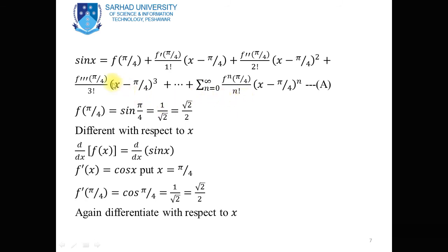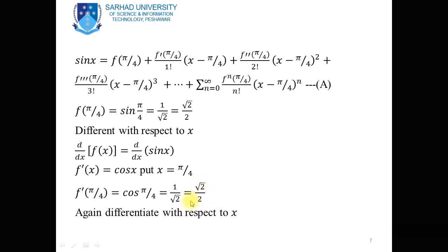So first of all, putting x equal to pi by 4 in the given function, f of pi by 4 is equal to sin pi by 4, and sin pi by 4 is equal to 1 over root 2, and this 1 over root 2 can be written as root 2 divided by 2. Now differentiating the given function with respect to x, f prime x is equal to the derivative of sin x, which is cos x. Now putting x equal to pi by 4 in this first order derivative, f prime of pi by 4 is equal to cos pi by 4, and cos pi by 4 is equal to 1 over root 2, which is equal to root 2 divided by 2.